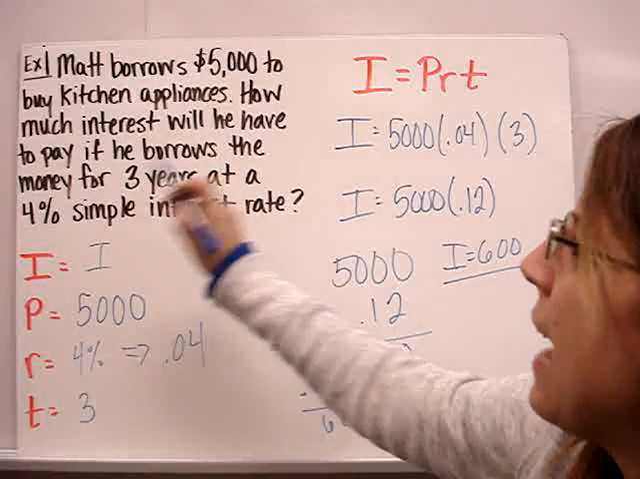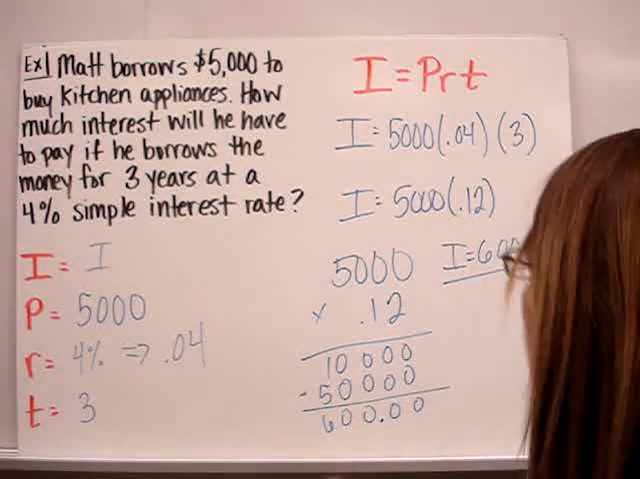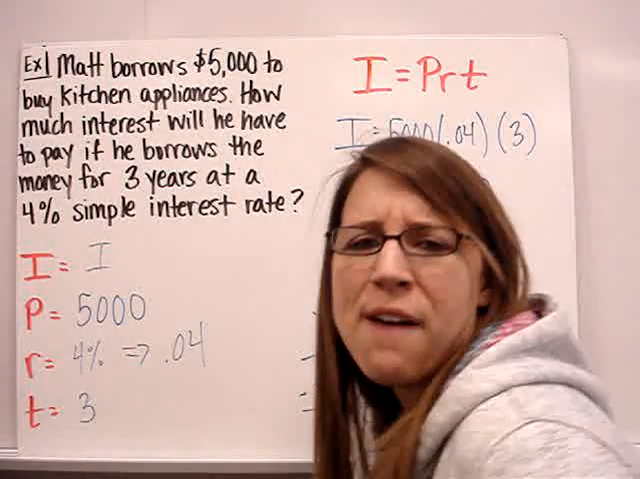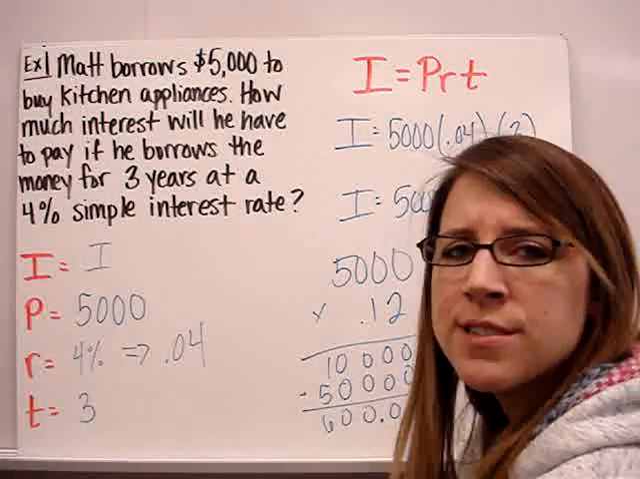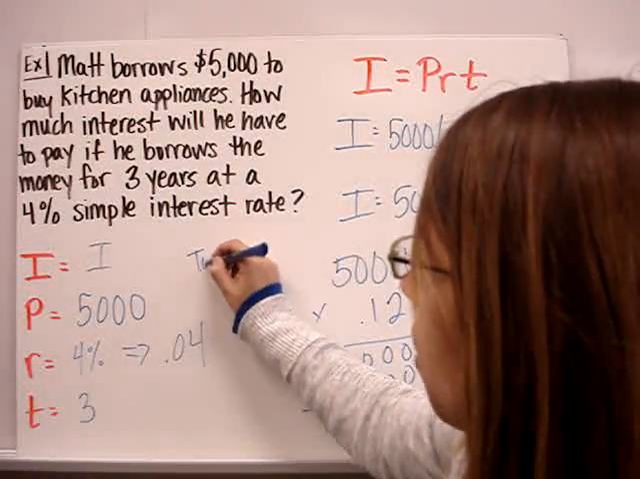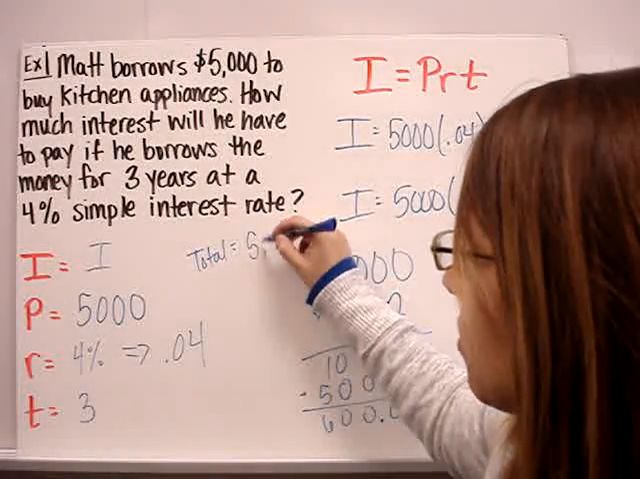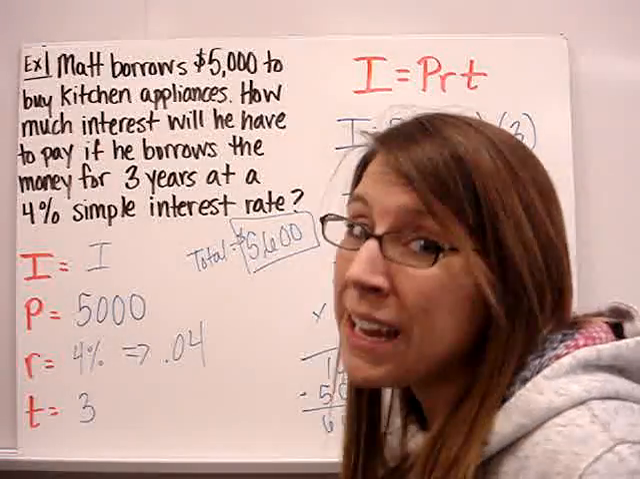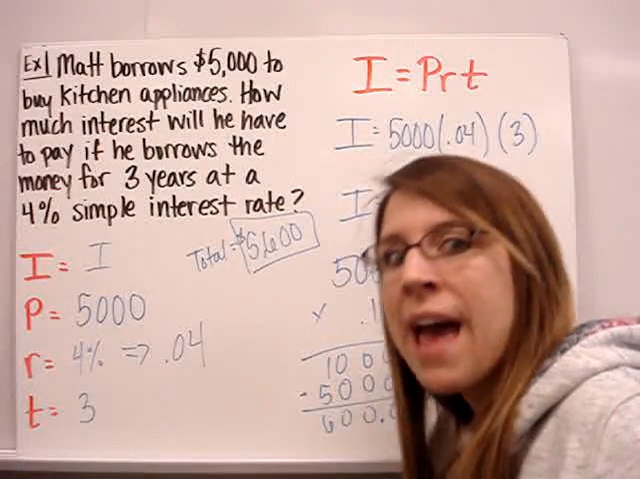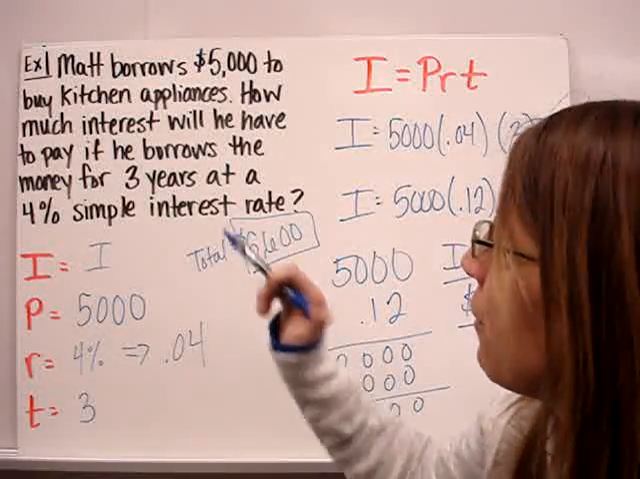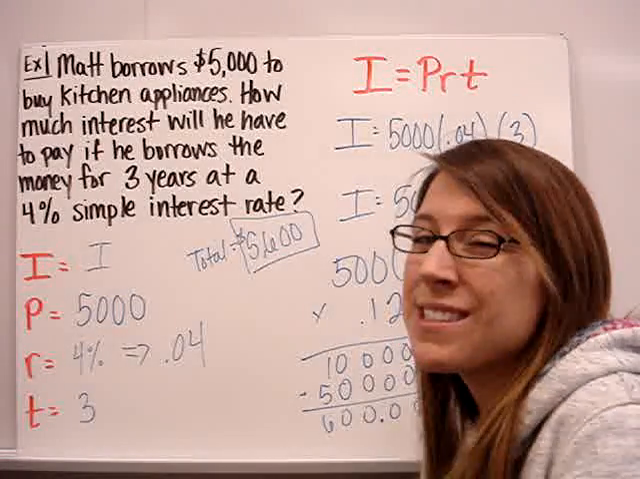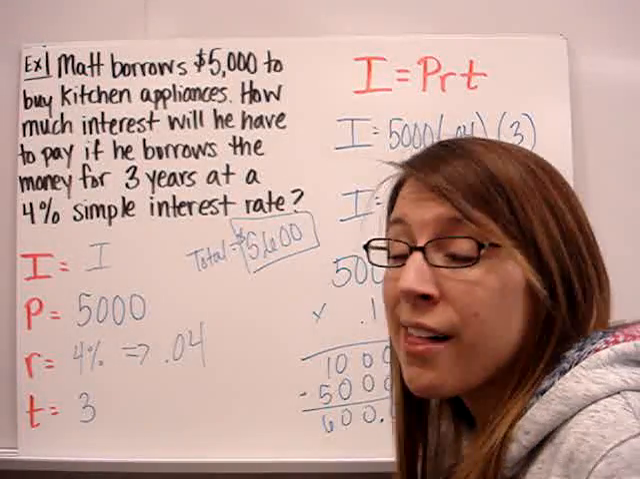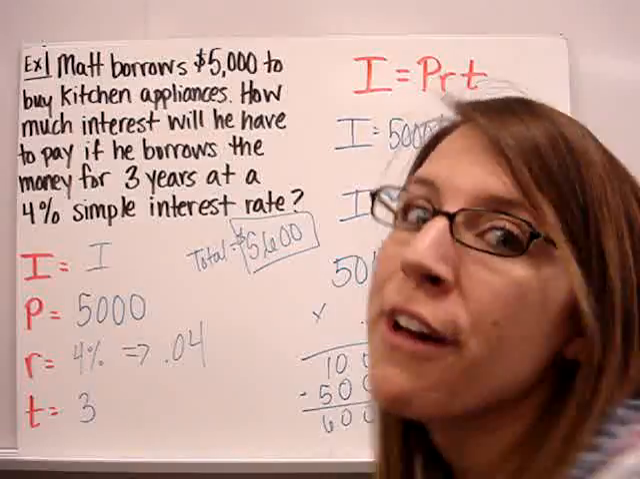How much interest will he have to pay? If he borrows the money for 3 years, I equals 600. So he's going to pay $600. How much total would he have to pay? If he paid $5,000 and then $600 in interest, the total he would pay would be $5,600. This is why you have to be careful when borrowing money, because if you borrow it, you have to pay to borrow it. So you're not just paying for $5,000 kitchen appliances, you're also paying $600 to borrow the money. So the total you're going to end up paying is $5,600. This is often why people like to pay things off faster.